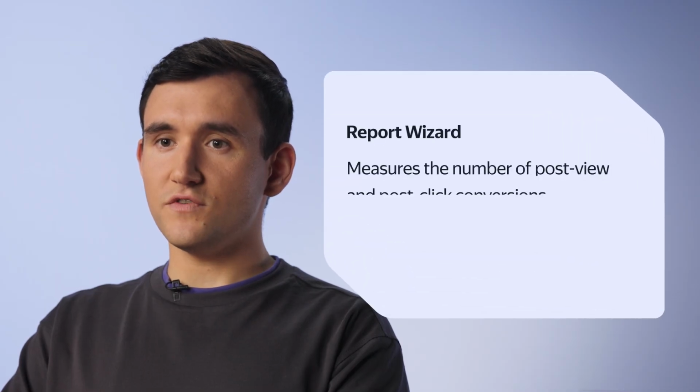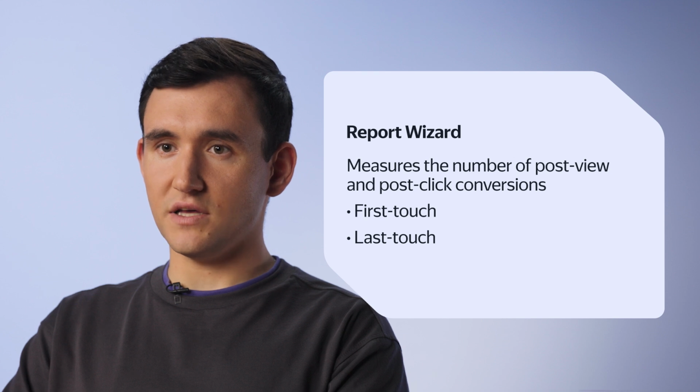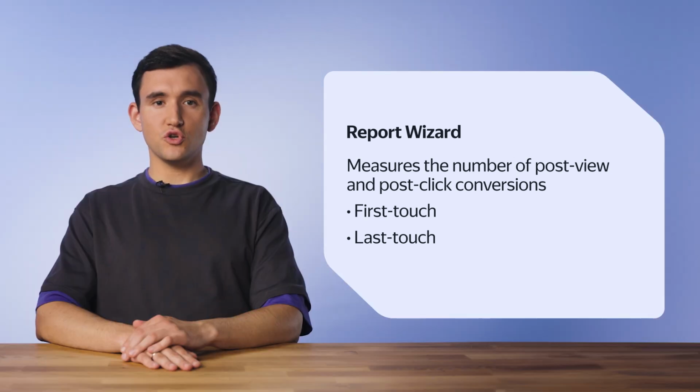The number of post-view and post-click conversions generated by your display campaign is available in the report wizard. It supports two models, first touch and last touch attribution, that determine which ad gets the credit for the conversion. You can measure these conversion metrics for one ad campaign or get the combined values for several. The conversions you see in the statistics are counted over a 30-day period.